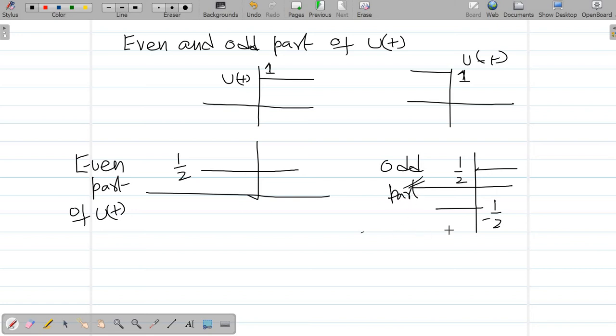To check whether what we have done is correct, you just got to add up these two. When you add up these two, you should get back this function. So when you add, this is positive and this is negative, so this will get cancelled out. And this side you are having a half and you are having a half here. So it will add up and you will end up getting u of t. So what we have done was correct.